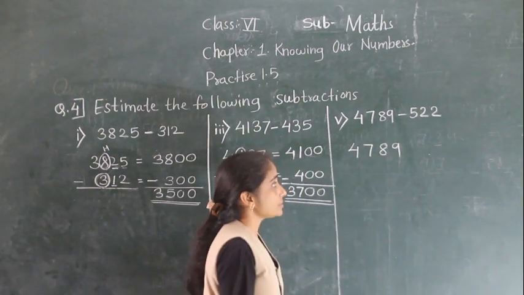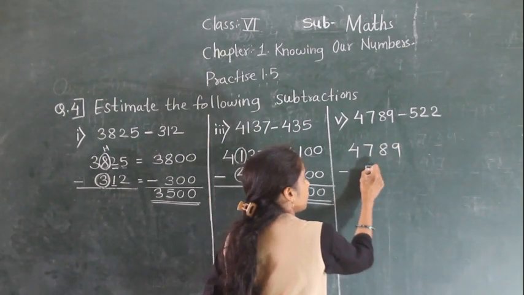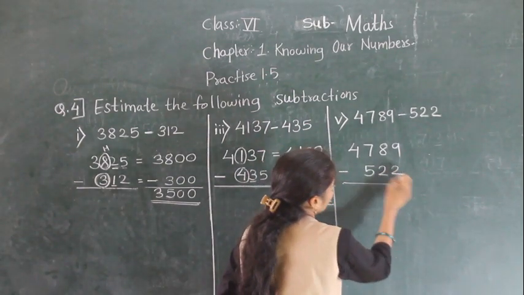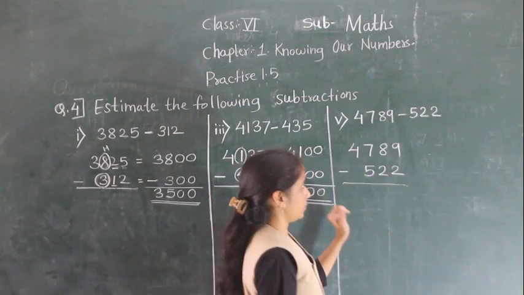4789, right as it is. Yes. Minus 522. Okay. Now we are going to do the rounding.